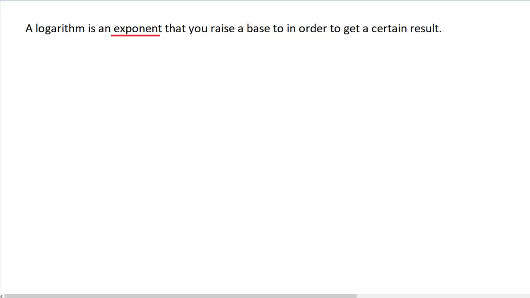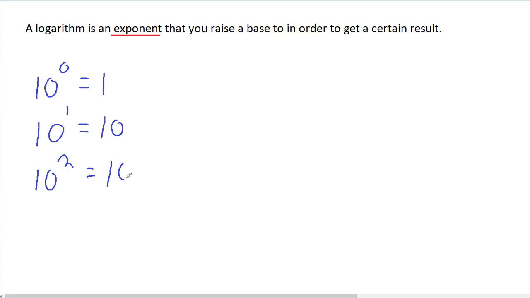So, for example, if I raise 10 to the 0 power, I get 1, because anything to the 0 power is 1. If I raise 10 to the first power, I get 10, because that means 1 factor of 10. If I raise 10 to the second power, I get 100. And I could continue this way. 10 to the third is 1,000.